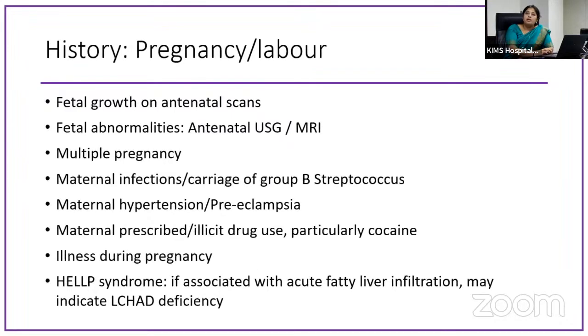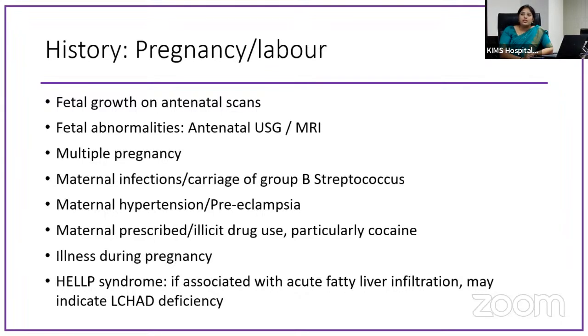So again, the history during pregnancy and labor becomes very important. How was the fetal growth on antenatal scans? Were there any fetal abnormalities on the antenatal scans? If a fetal MRI was done for any fetal abnormalities, many times kids who have brain abnormalities will undergo a fetal brain scan to further delineate these abnormalities. History of multiple pregnancies can sometimes result in fetal growth retardation.